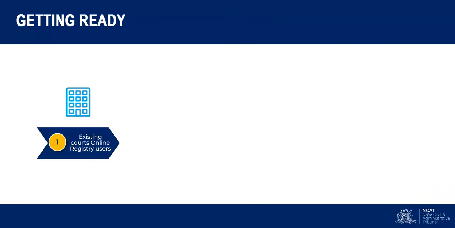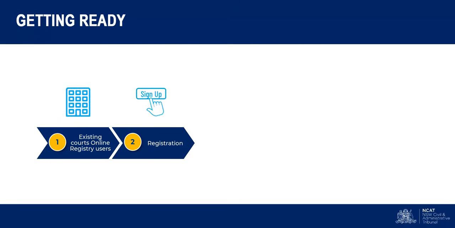Part 2 Getting Ready. Registered users of the New South Wales Online Registry for Courts and Tribunals will be able to use the same account to access and lodge in the NCAT Online Services. To register and create an account or log in and manage an existing account, go to onlineregistry.lawlink.nsw.gov.au. Users may need to verify their identity using a 100-point identification check.